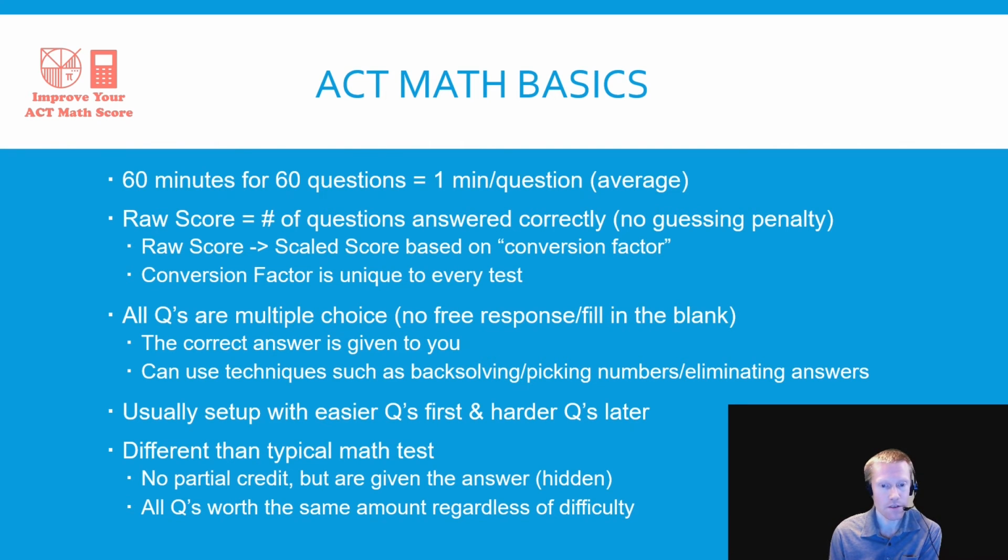And this test is different than a typical math test you might take in school because there is no partial credit. Basically, either you get it correct and you get a point, or you get it wrong and you get no points. However, because it is a multiple choice test, you are given what the correct answer is, as one of your 5 choices, although technically you could say it's hidden because you don't know which of those 5 it is when you first look at the problem.